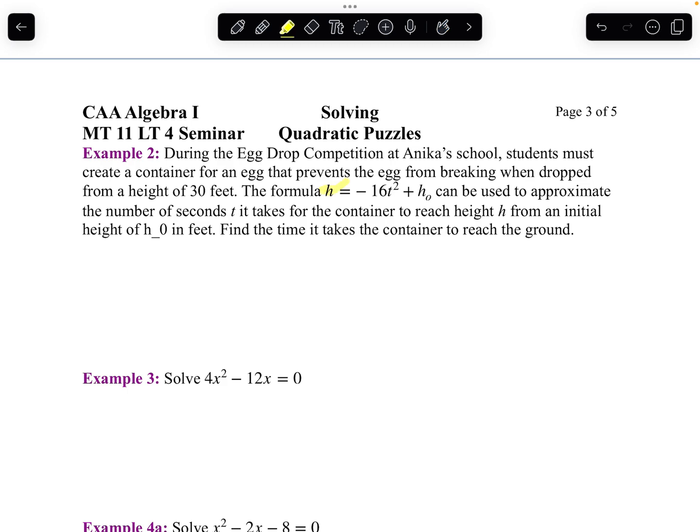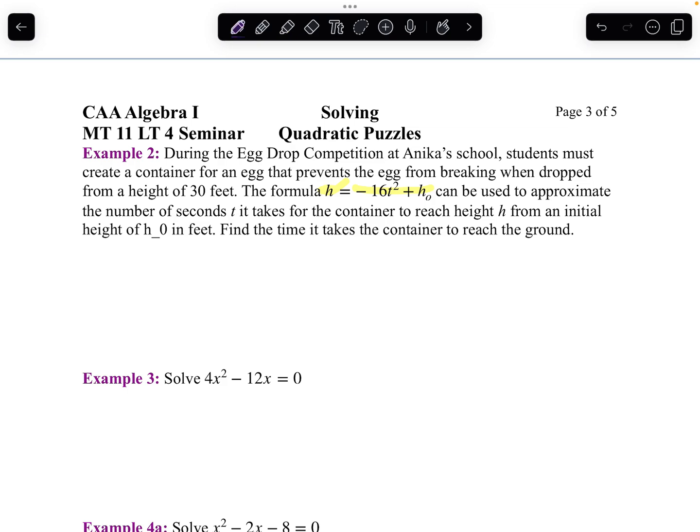h equals negative 16t squared plus h sub naught. That's pronounced h sub 0, h sub naught. That's your beginning, because 0 means at the beginning. It can be used for the number of seconds it takes for the container to reach height h for an initial height of h sub naught. I want to find the time it takes for the container to reach the ground.